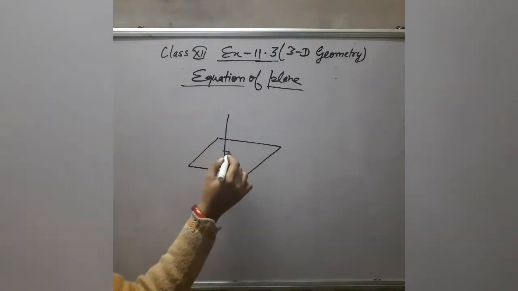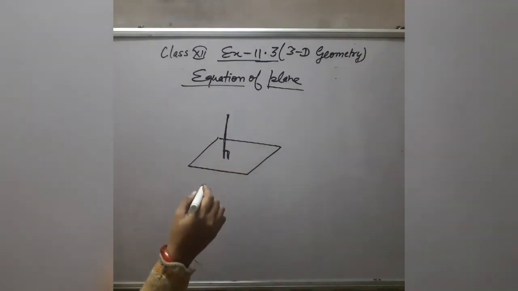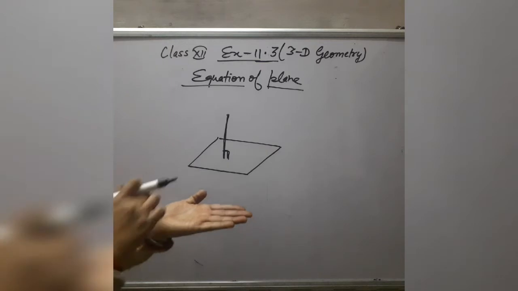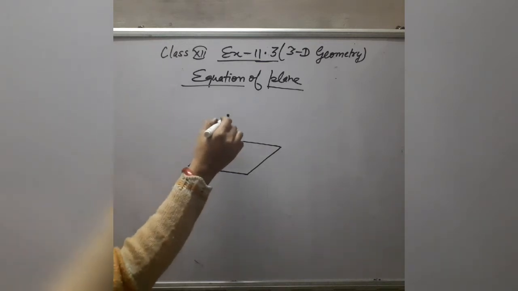This is the normal vector to the plane. Normal means let us suppose this line is perpendicular to the plane. In this way, if my hand is a plane, then this vector is normal to this plane. So this is the normal vector to the plane.